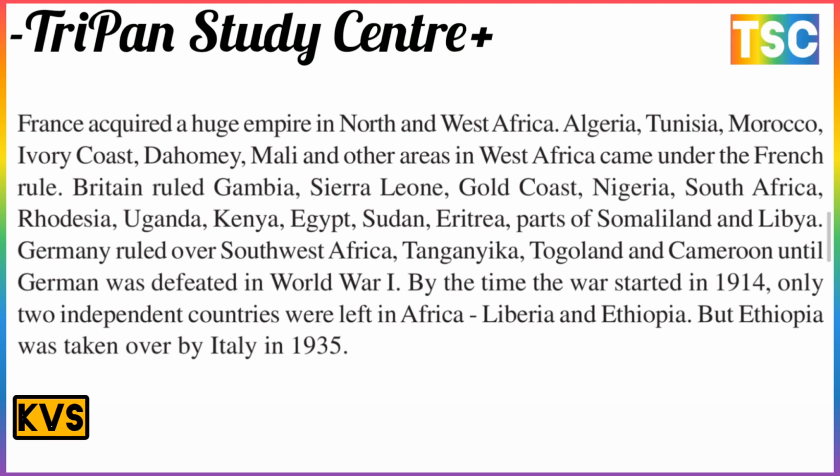Germany was defeated in World War I. By the time the war started in the 1940s, only two independent countries were left in Africa, Liberia and Ethiopia. But Ethiopia was taken over by Italy in 1935.